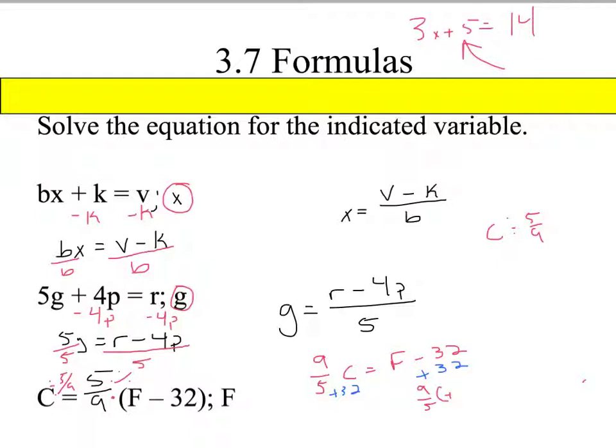And my overall answer is going to be 9/5 C plus 32. And I'll just start all this over. It's going to be 9/5 C plus 32 is equal to F. And I'm done. Okay, I solved for F. The entire thing, I know I'm like a broken record right now. It says solve for the equation.